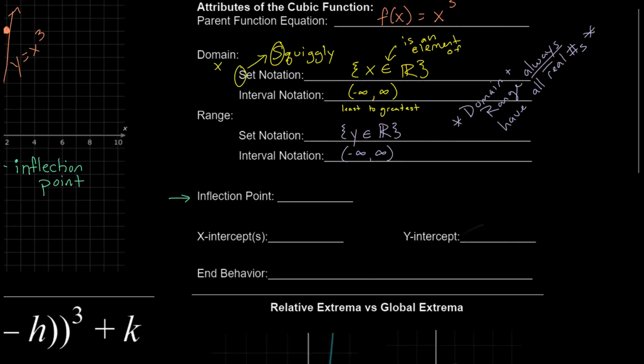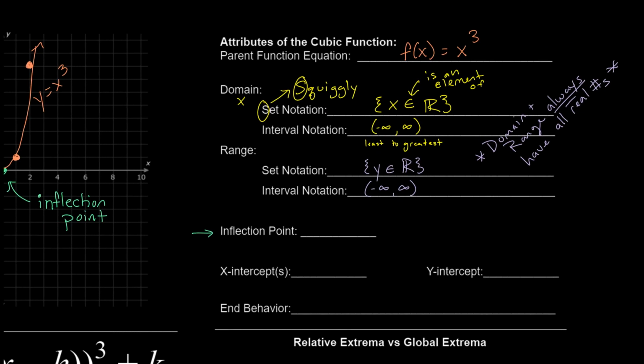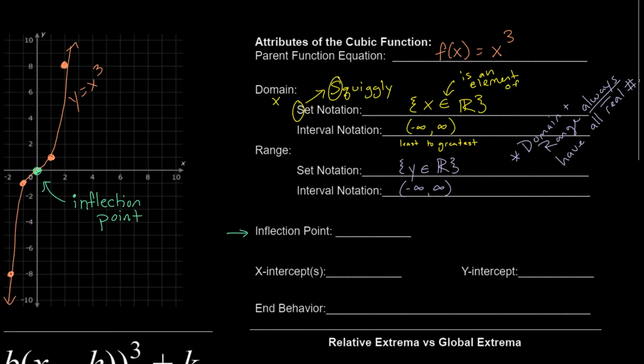Okay. So on this parent function, where was our inflection point? 0, 0. Where is our x-intercept? 0, 0. If this problem hadn't been so nice and easy, how would you find the x-intercepts? What do you have to do to find the x-intercepts? To what? To y.